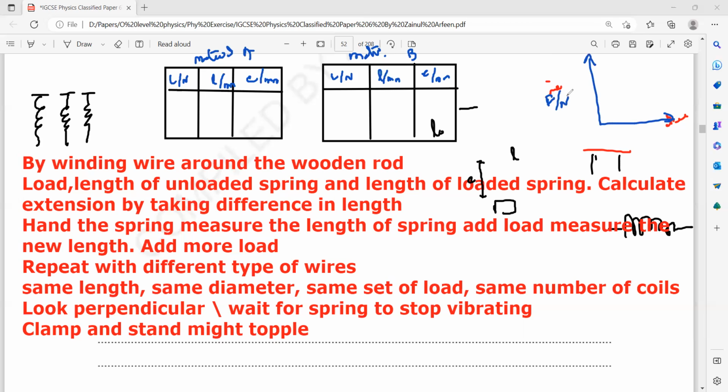You can plot a graph between force and extension, or length and extension, or extension and load, and compare the gradient or slope. The one having a higher slope will have a smaller value of k, because the slope is inversely proportional to k when load and extension are plotted. One important point is to repeat the experiment, it is the most important one, with 5 sets of loads.